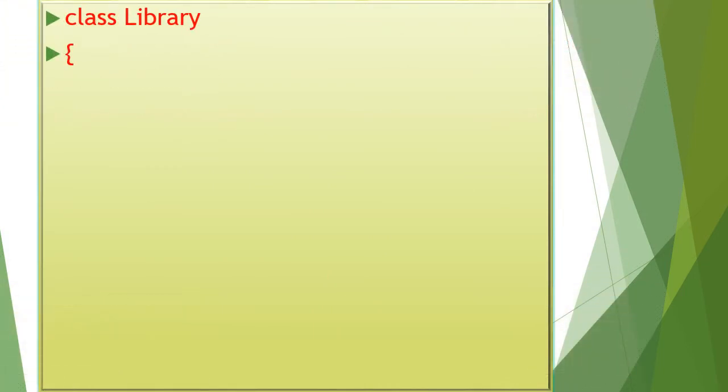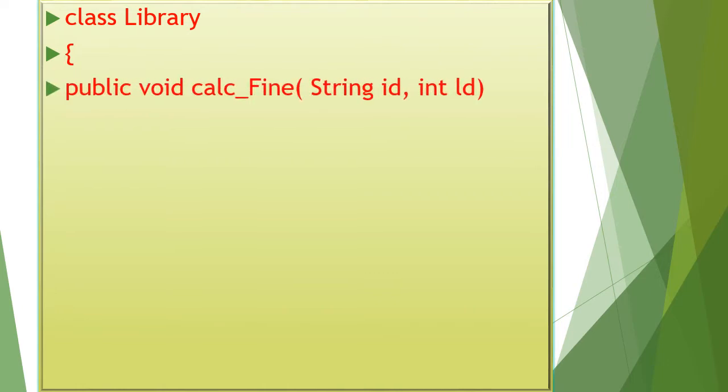We write the program first. Class Library. Library is the class name given. Opening brace. The function name given is public void calcFine. There are two arguments here.